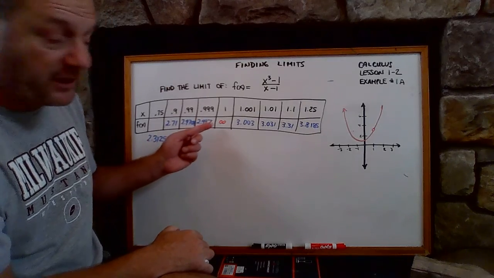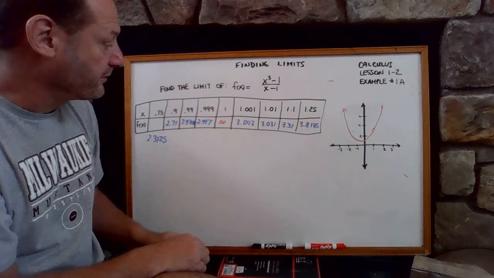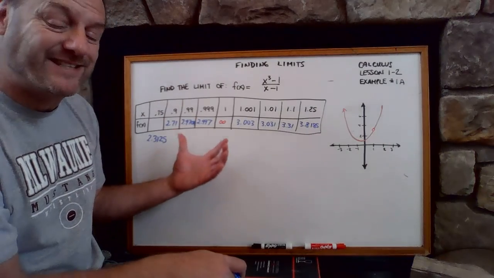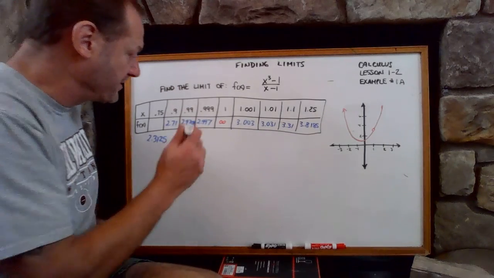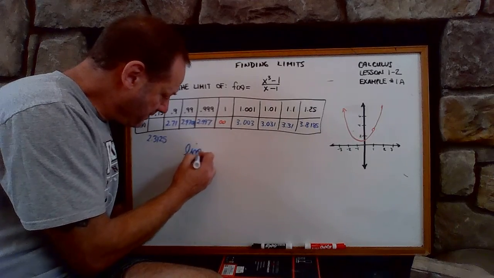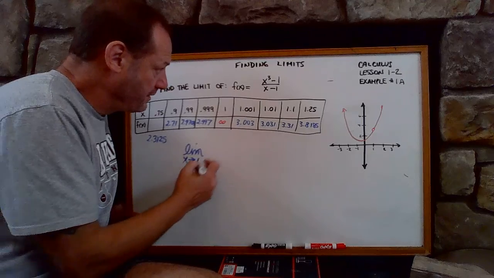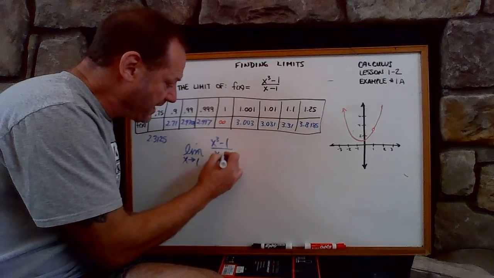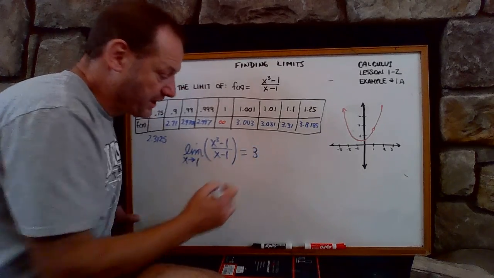This side here is getting closer and closer to 3 from the bottom. This side over here is closer and closer to 3 from the top. And since we're approaching the same number from both directions, this thing has a limit. And we write the limit as x goes to 1 of x cubed minus 1 divided by x minus 1 equals 3.